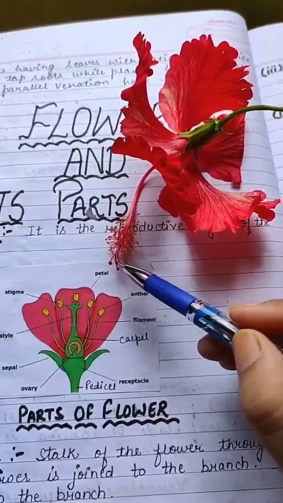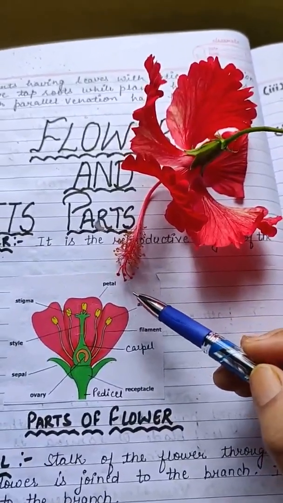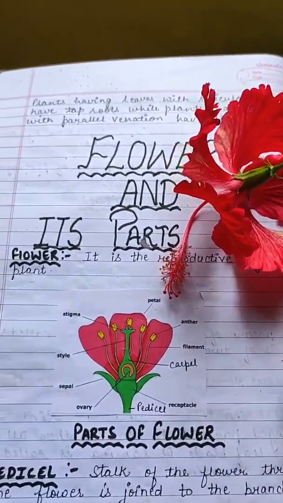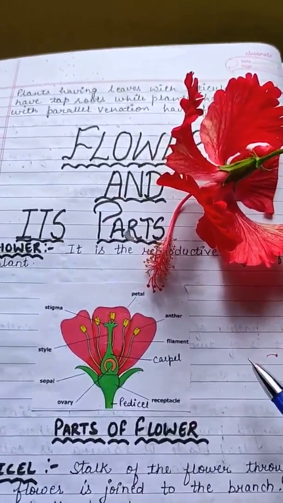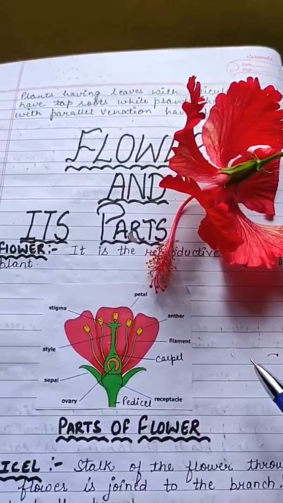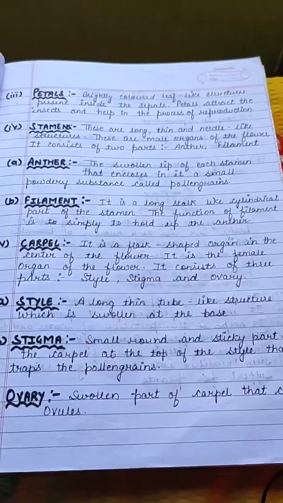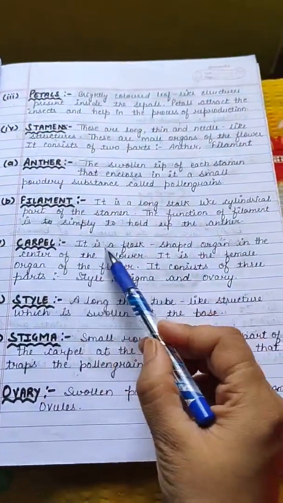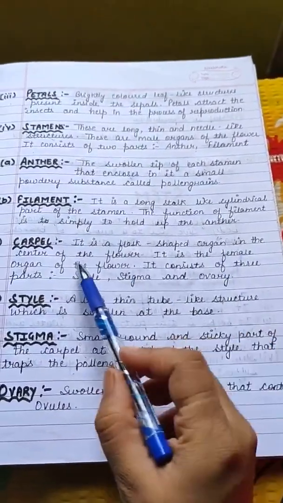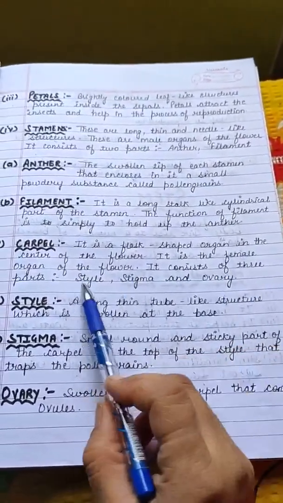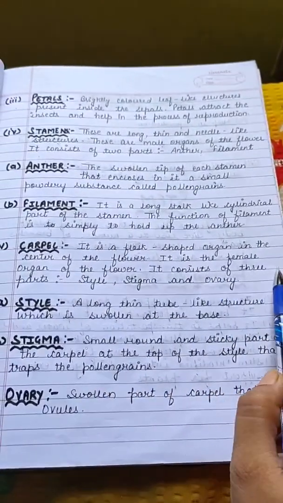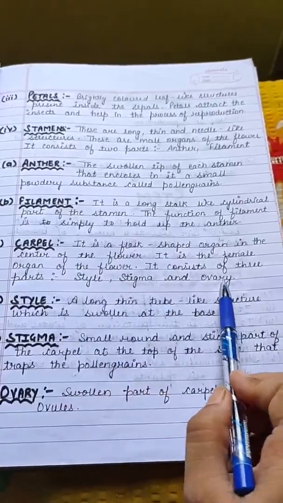These tube-like structures are known as filaments, and their main function is to hold the anther only. Next is carpel. It is a flask-shaped organ in the center of the flower. It is the female organ of the flower. It consists of three parts: style, stigma and ovary.